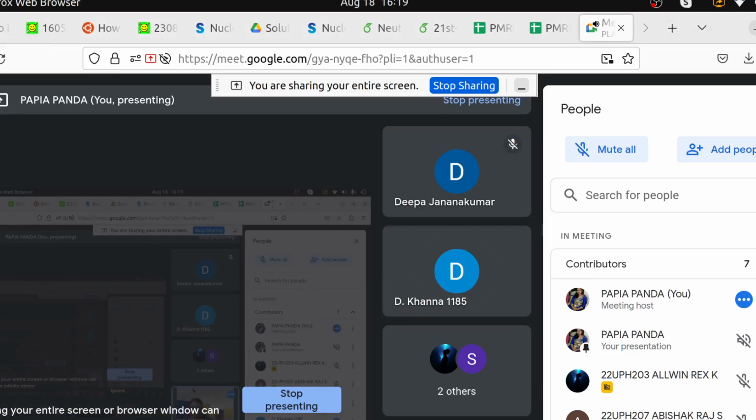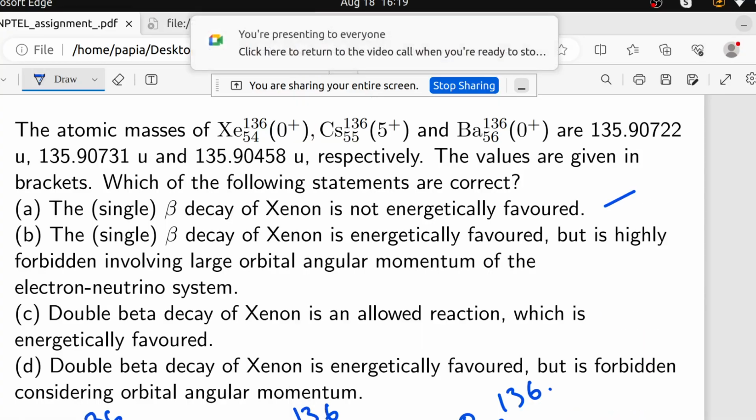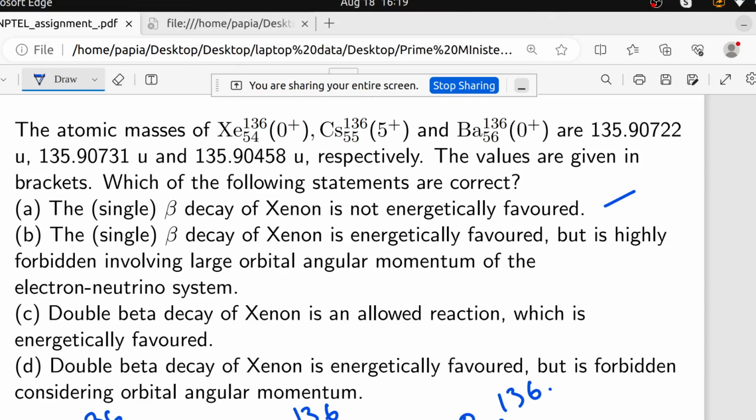Yes, tell me. I am just asking: from xenon to barium, is only one single beta decay possible or not? Simply not possible, because in one beta decay Z can go from 54 to 55, not 56. That is the first condition, right? It's final: xenon cannot go to barium in one single beta decay. Now come to the condition that Cs can go to Ba. That is possible in one single beta decay. But it can also be possible that xenon goes to barium in double beta decay.